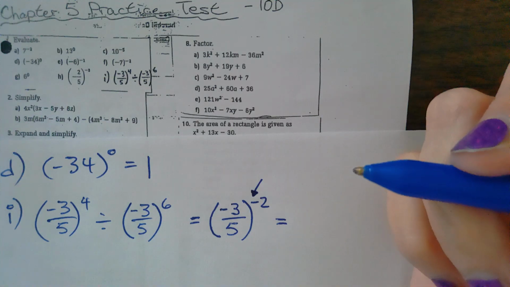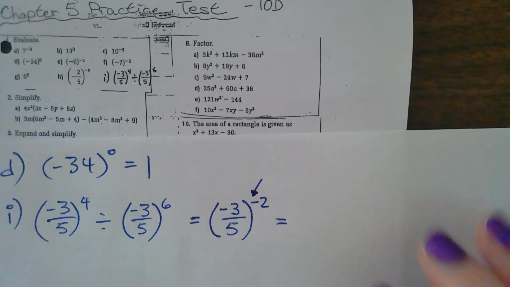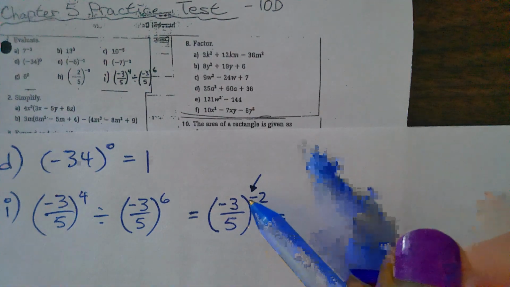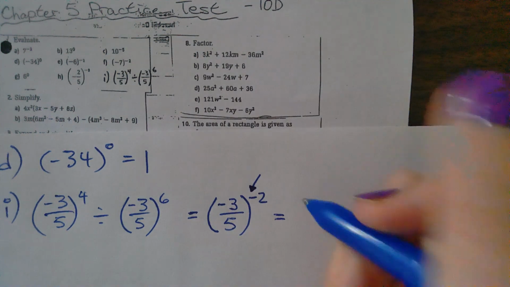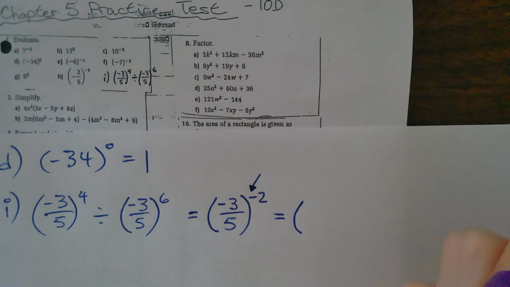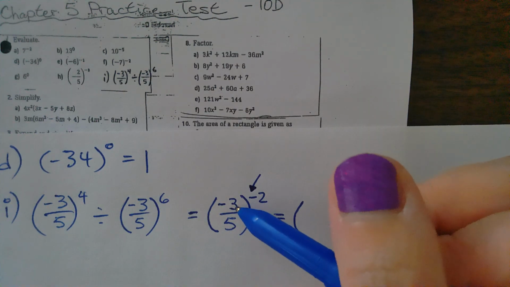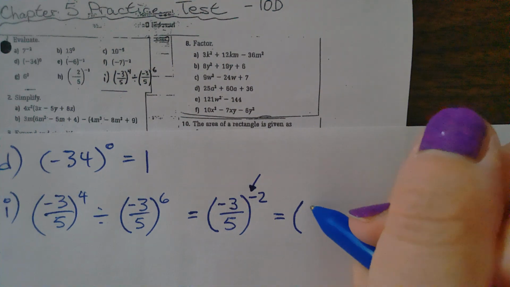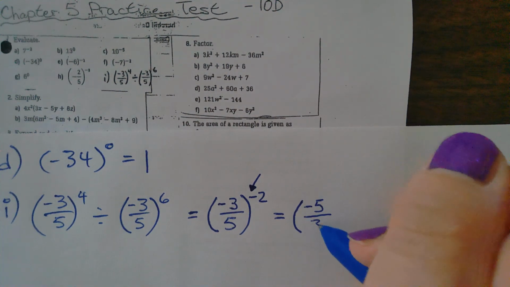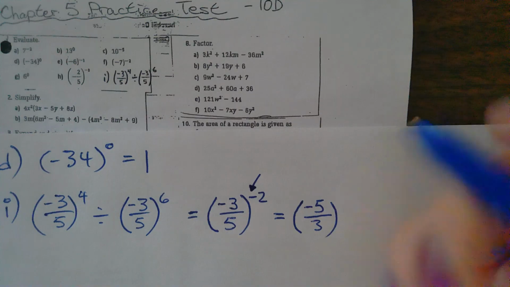No. Elisa, what does the negative exponent tell us again? Flip it, right. So Tayden, instead of negative 3 over 5, after I flip it, it becomes negative 5 over 3. Negative 5 over 3. Doesn't matter where that negative is, as long as there's just the 1.